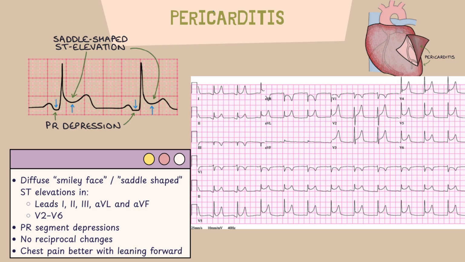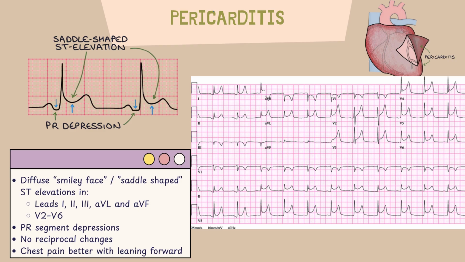And one of the most important clues, there's also PR segment depression, especially in the same leads where the STs are elevated, and that reflects atrial involvement from the inflamed pericardium. You usually won't see reciprocal changes either, another way to distinguish it from an MI. And from the history, chest pain from pericarditis gets better when the patient leans forward and worse when lying flat.